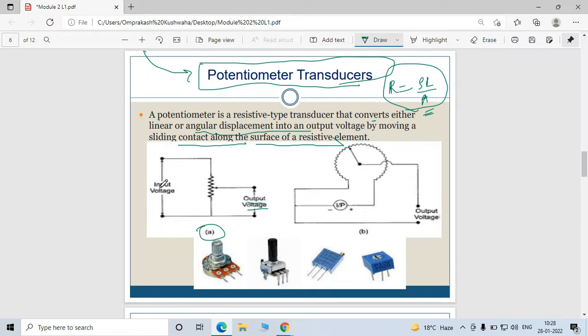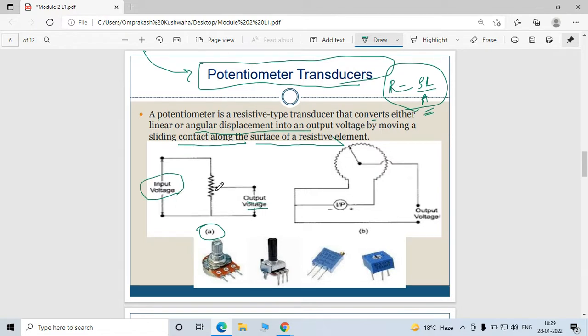So first of all, see, if there is an input voltage provided, and a resistance wire is connected, and you want to measure the output voltage. If there is a linear displacement, then this port is connected anywhere along this side.